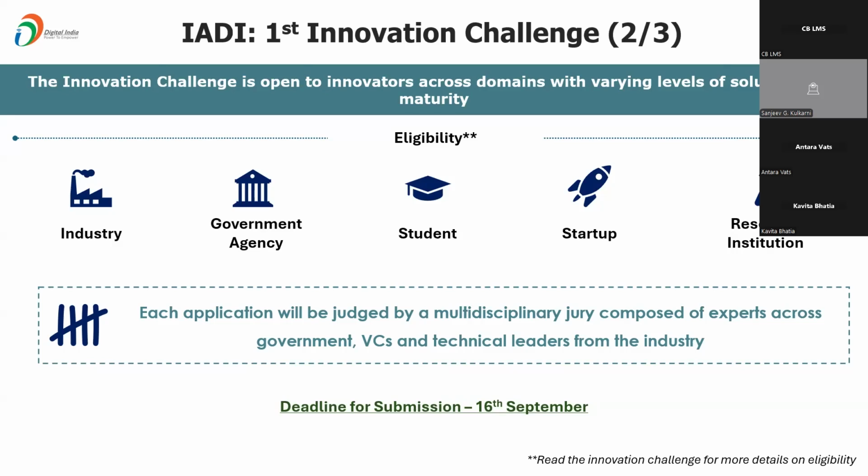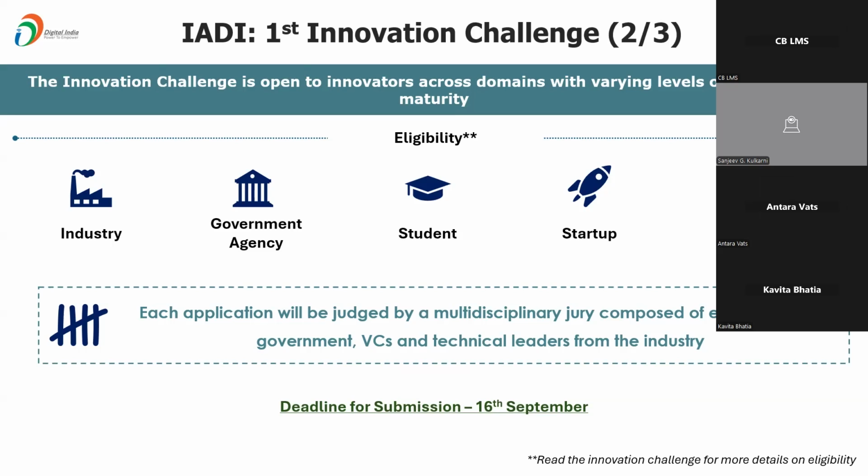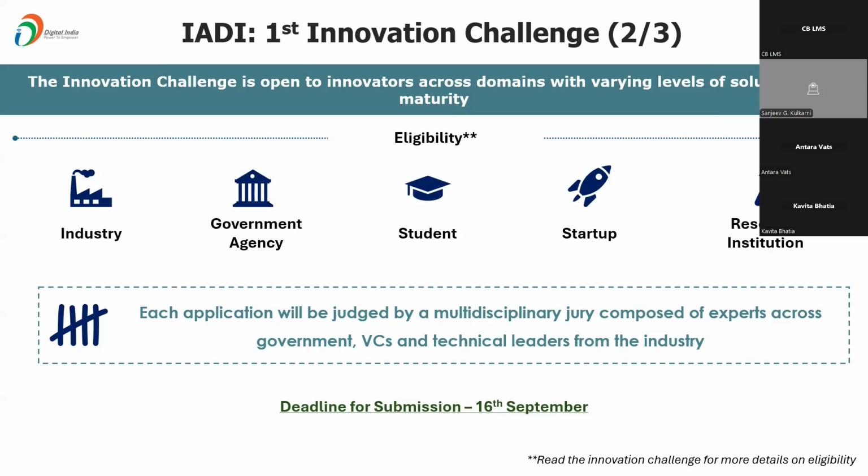We have already created a multidisciplinary jury which comprises experts in the domain, as I mentioned, the 5 domains, the government organizations who are going ahead with these domains, VC and technical leads from the industry who will be helping us to evaluate the applications and take them from stage 1 to stage 3. The deadline of this challenge is 16th September. And if you have any doubts about eligibility, you can read the eligibility criteria in the innovation challenge document.